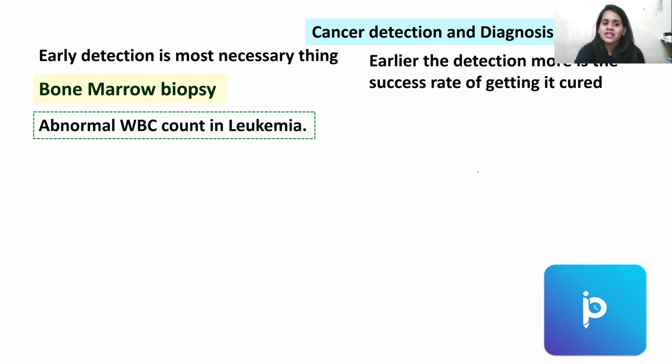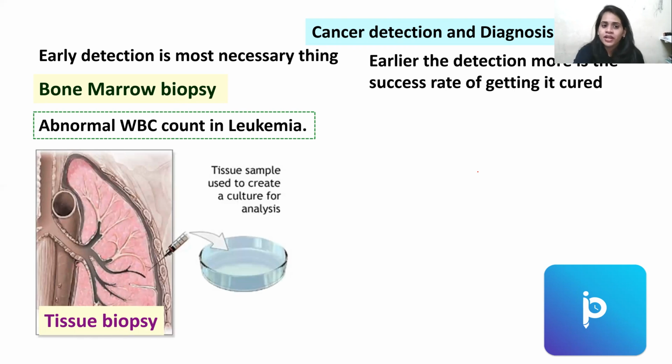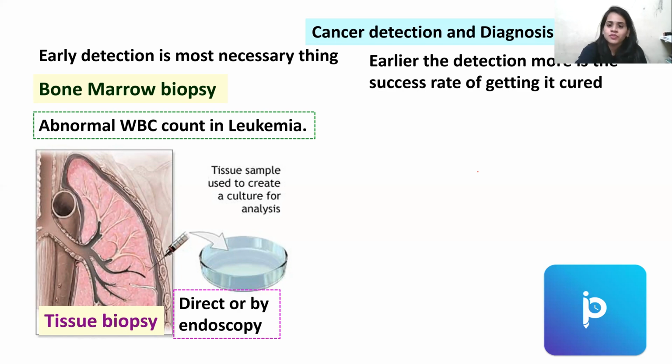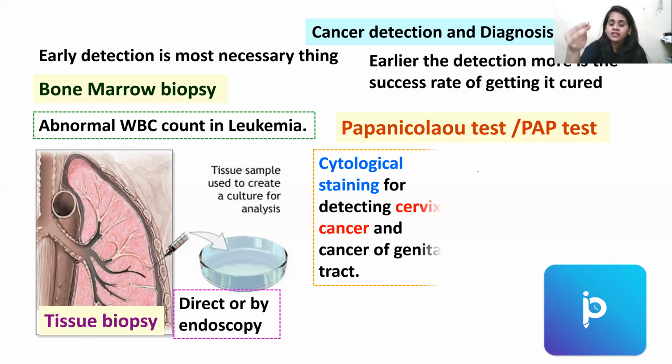There are certain tests like bone marrow biopsy and tissue biopsy, where samples of bone marrow or tissues are taken and tested to see whether they have undergone cancerous changes or not. There could be an abnormal WBC count. Then the PAP test, which is done for cervical cancer, where they take certain cells of the cervix to understand whether they have undergone any changes.